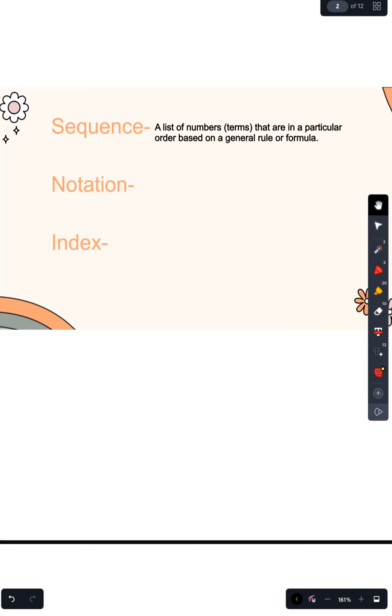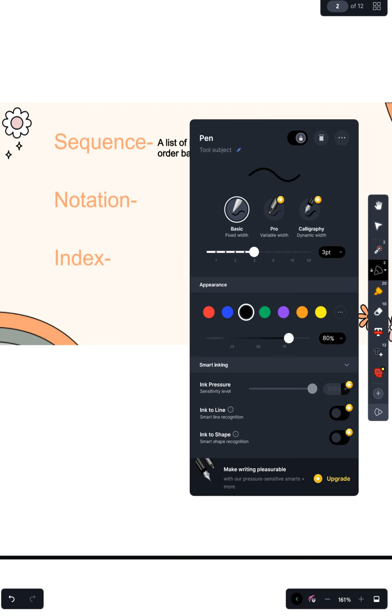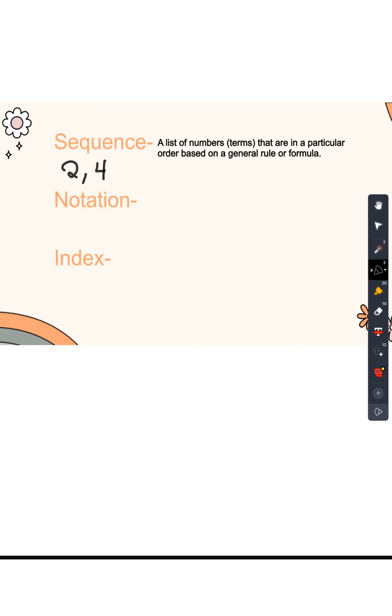Alright, so to begin with, it's helpful that we know what it is that we're dealing with. So remember that a sequence is just a list of numbers that are in a particular order. We call those numbers terms, and those numbers are usually based on some sort of rule or formula. So the terms in a sequence could be something as simple as 2, 4, 6, ... So our rule is that I'm adding 2 each time.